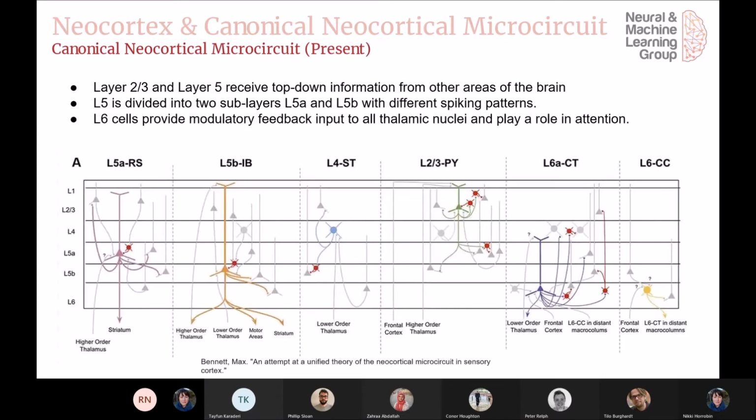However, it turns out it's more complicated than that. Everything is interconnected. Layer 2/3 actually receives information from other parts of the brain, via layer 1. And layer 5 is actually 2 sub-layers with different spiking patterns. Layer 6 is projecting back to the thalamus and is playing a role in attention, which makes it really difficult to understand what's actually going on within these circuits.